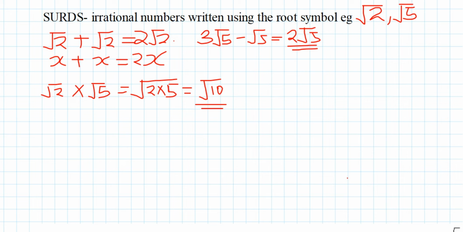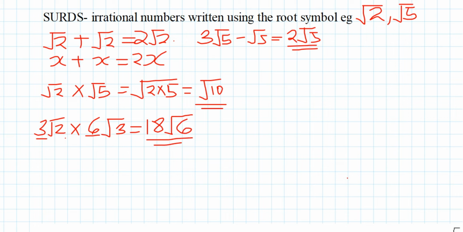In case the surd has got a coefficient, we have, for example, 3 root 2 multiplying 6 root 3. So we multiply the coefficients, 3 times 6, so that we have 18. And then you multiply the numbers inside the roots. So we multiply 2 times 3, so that now we have 6. So this will give us 18 root 6. That way, we'll have done multiplication on surds.